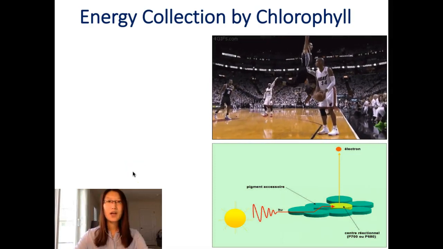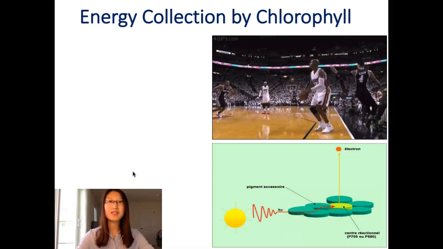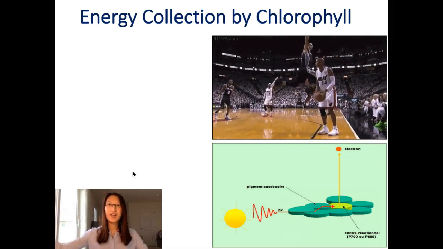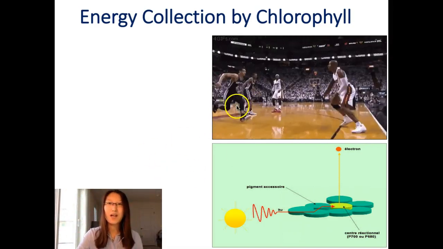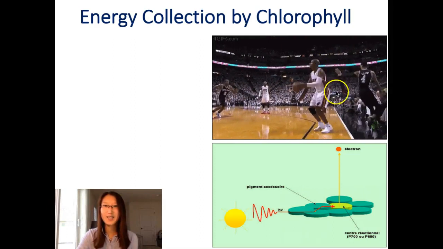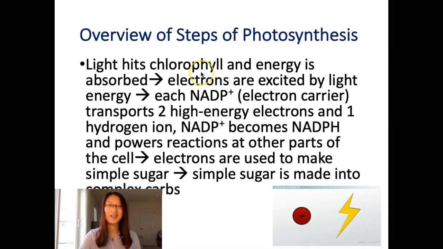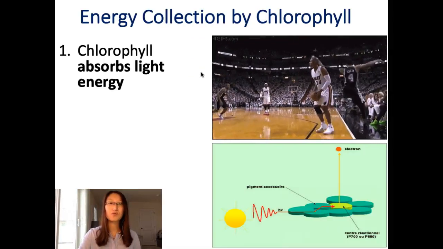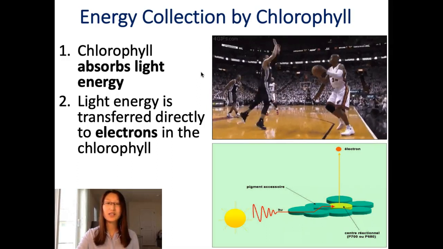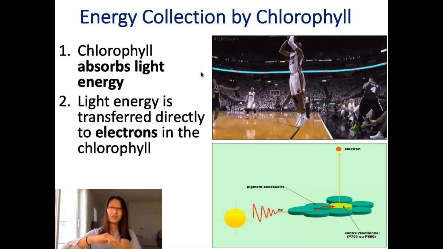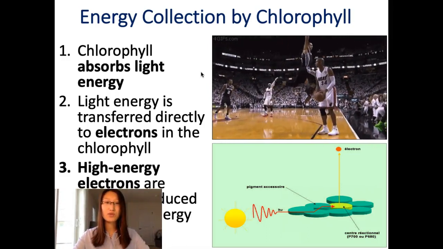So let's look at this process step by step again. The first step is energy collection by chlorophyll, right? Light comes into photosystem 2, electrons get excited. And we have a basketball player over here because he's the electron that got excited, right? He got the ball, that's the light, electrons get excited. So chlorophyll absorbs light energy, we already know that. Light energy is transferred to the electrons in the chlorophyll, right? It's an energy transfer process. The high energy electrons are steadily produced from light energy.